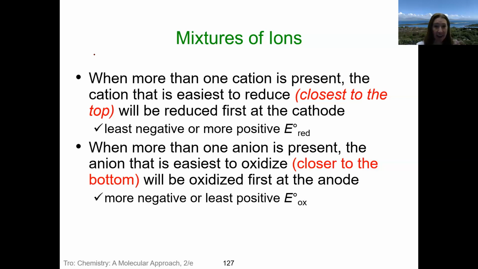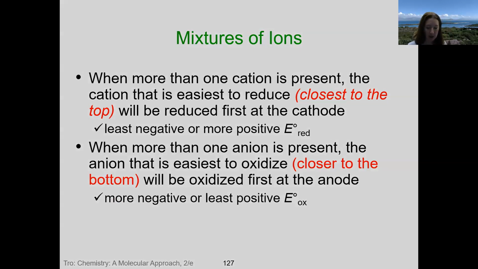Here's how I remember this, this just works for me. MPR, most positive reduce. Like NPR, like the news station, but MPR, most positive reduce. When more than one anion is present, the anion that is easiest to oxidize, closer to the bottom, will be oxidized first, more negative. So more negative oxidized, like LMNOP, like the ABCs. I don't know, just works for my brain. So more positive reduced, more negative oxidized.